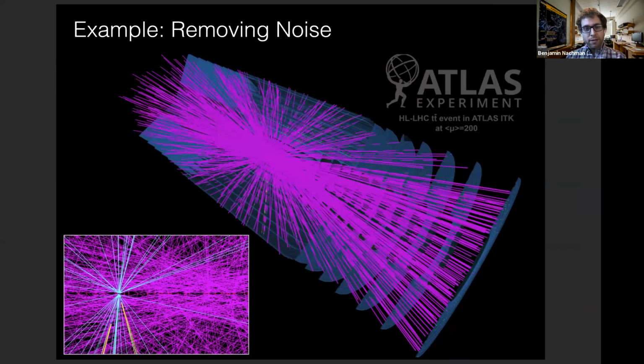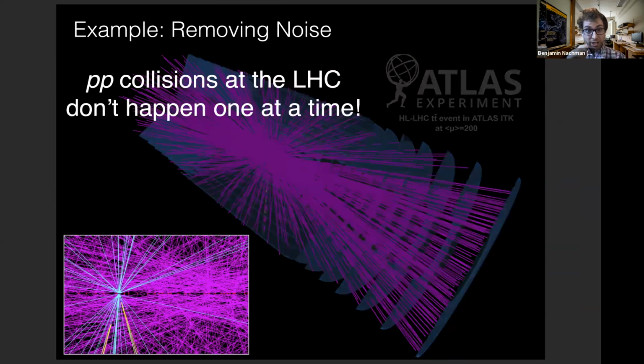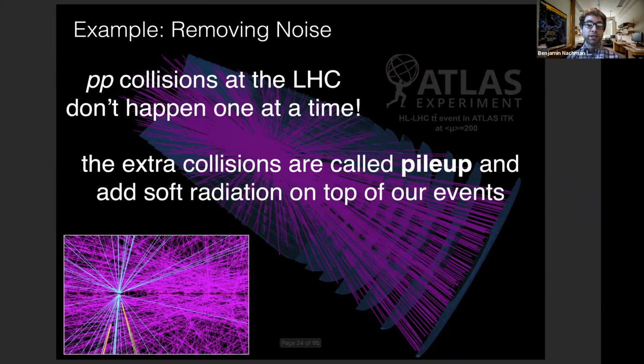And we don't actually collide just two protons at a time. That would be an incredible waste, because most protons actually don't collide at all. We collide many protons, and in fact, the average number of collisions is not one; it's much more than one. So you usually have one collision that you care about, and then a bunch of other ones you don't care about. Those other ones are called pileup, and they basically add noise particles on top of our event that we don't care about. In this picture on the bottom left, you can see along the beam line.